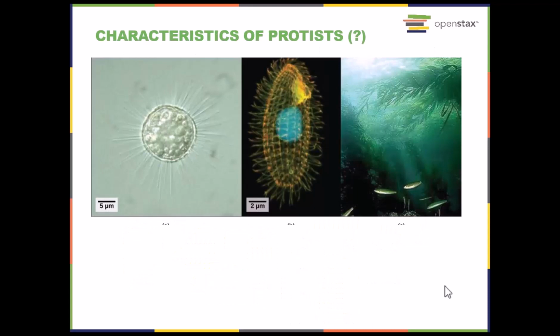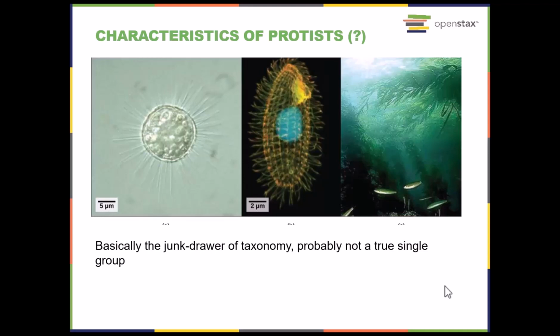So protists are eukaryotic. They have these membrane-bound organelles. What are some of the other characteristics of protists? Well, I put a big question mark here because protists are tricky. Protists are basically the junk drawer of taxonomy. It's probably not a true single group. When we make a group in taxonomy, we infer that the entire group has a common ancestor. And that probably is not true for protists.